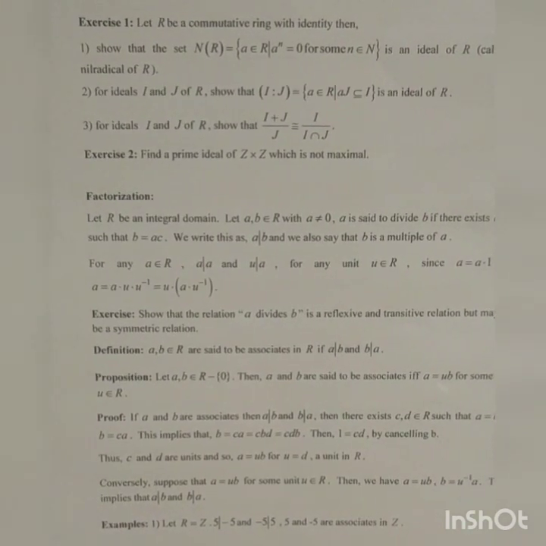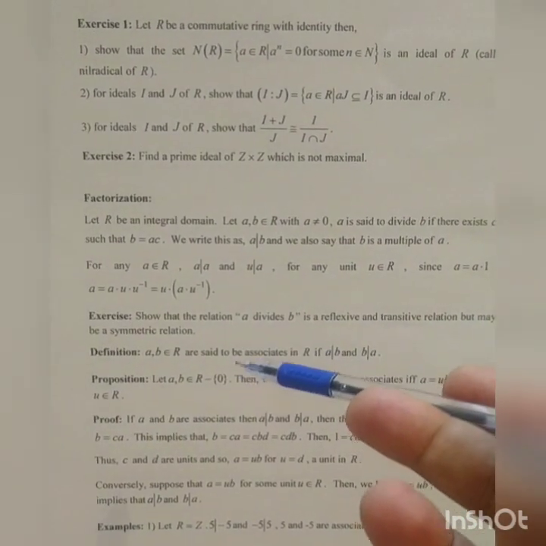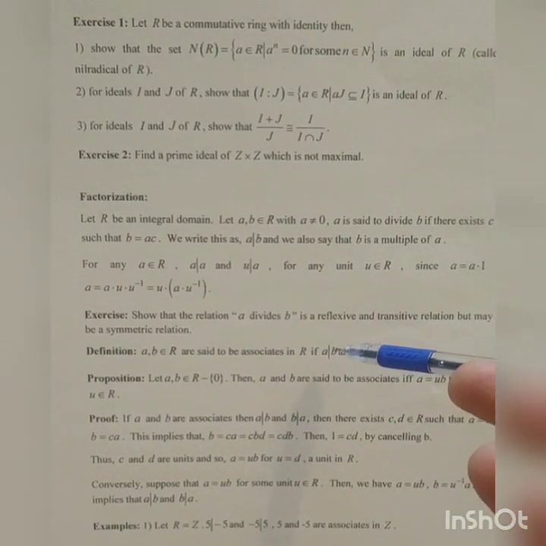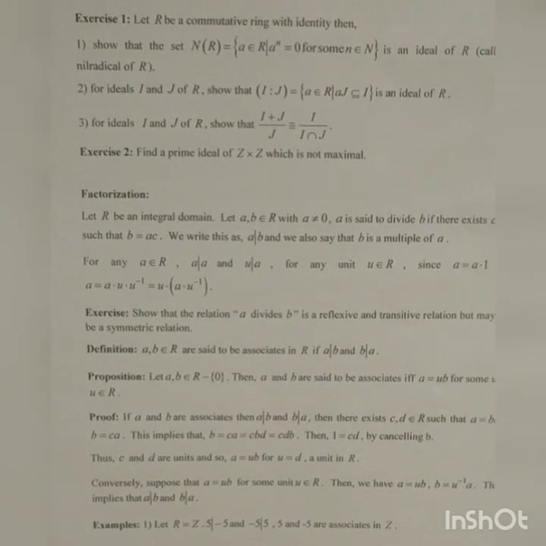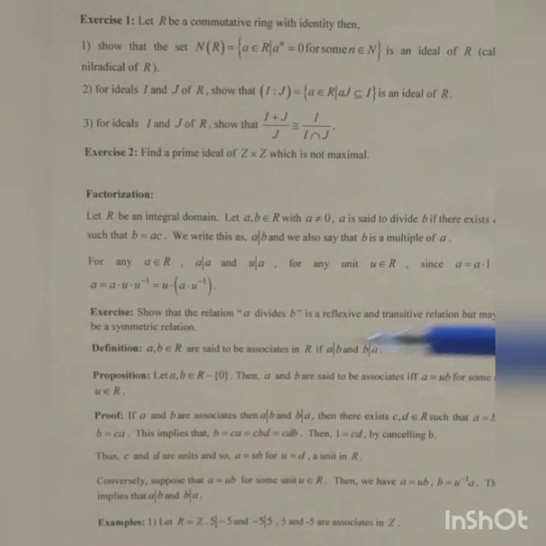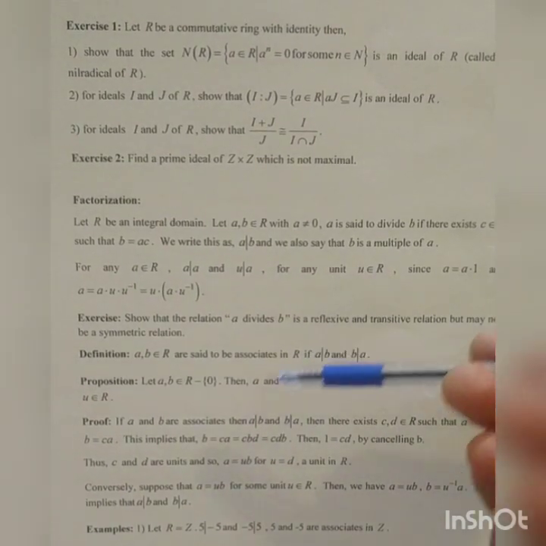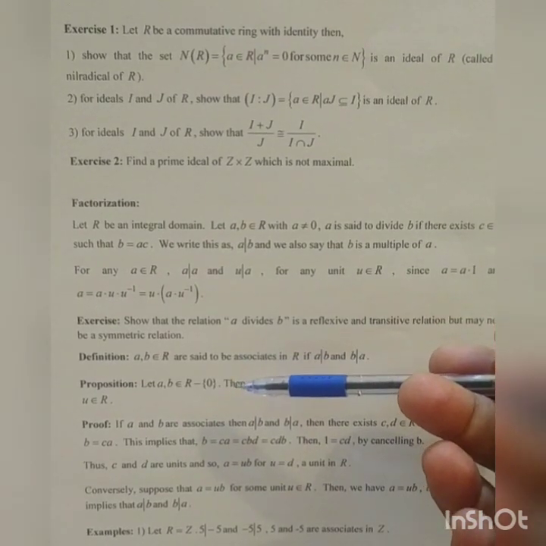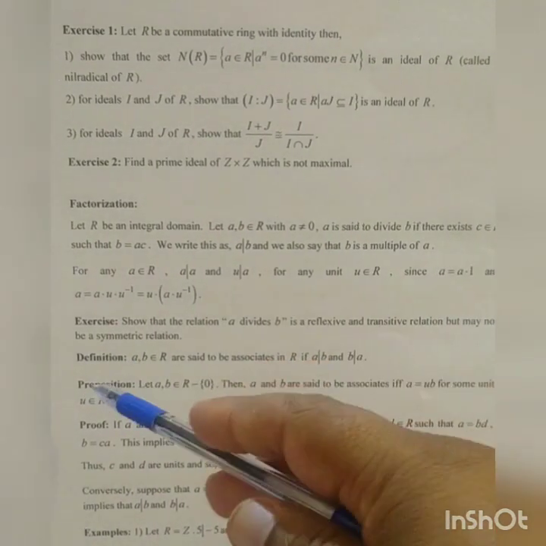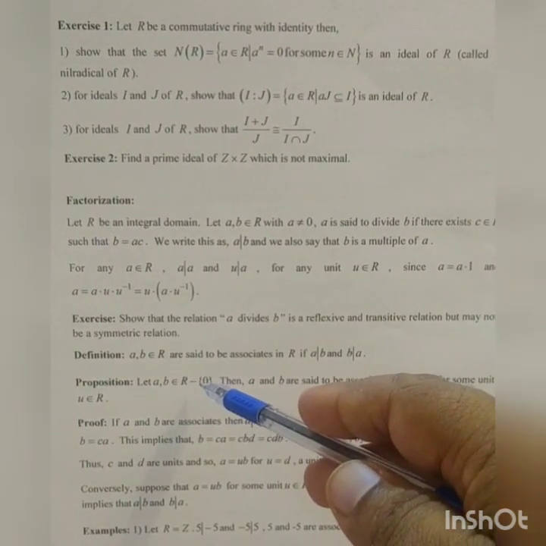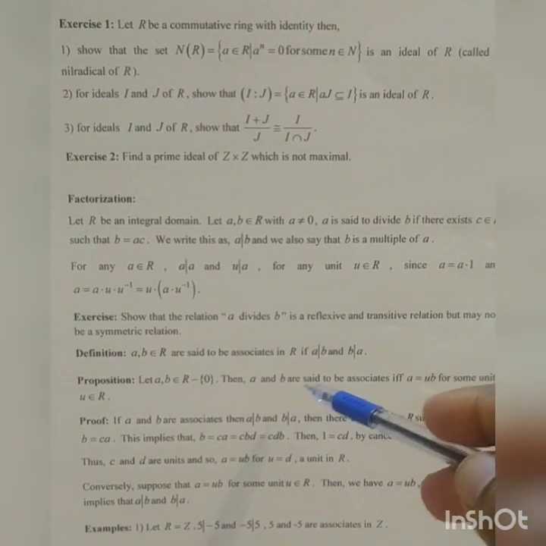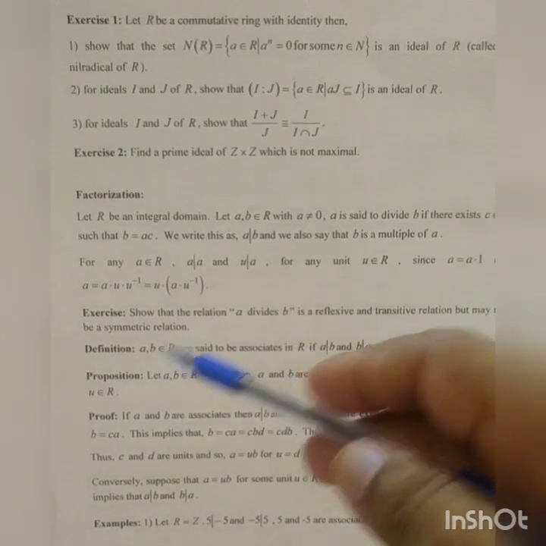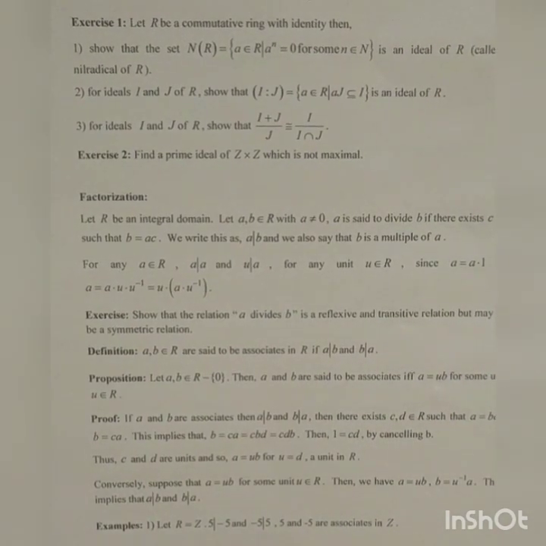Now let's move on to the next definition. When will you say two elements are associates of each other? We say A and B are associates provided A divides B and B divides A. In addition to this definition, we have one more proposition that we can use to check whether the given elements are associates or not. Suppose A and B are any two non-zero elements of R, then A and B are associates if and only if A can be written as U times B for some unit U of R. That means one element can be written as a multiple of another element.